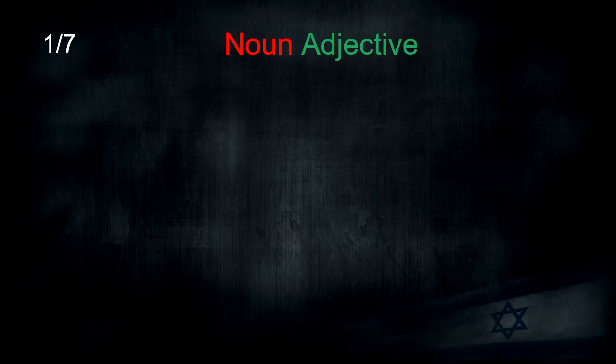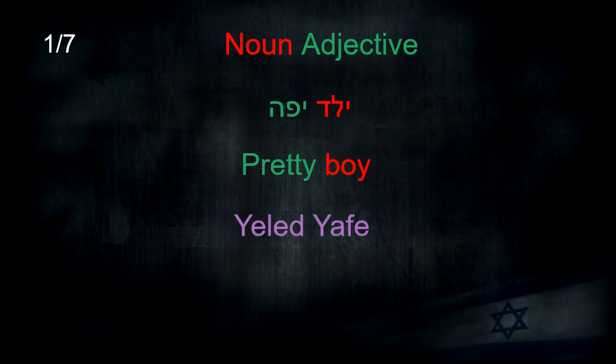For example, pretty boy. You know a boy that is pretty, so you just say pretty boy. In Hebrew, the adjective comes after the noun in that case. So you say ילד יפה. ילד means boy, יפה means pretty.